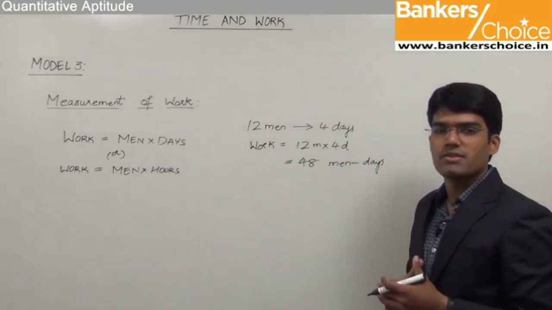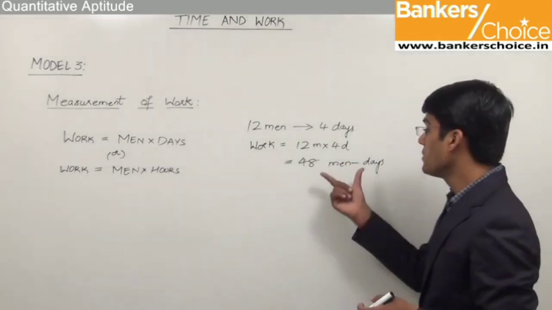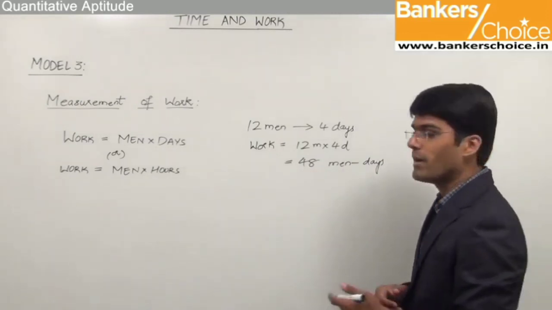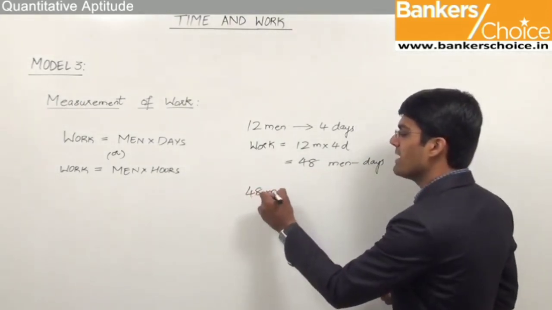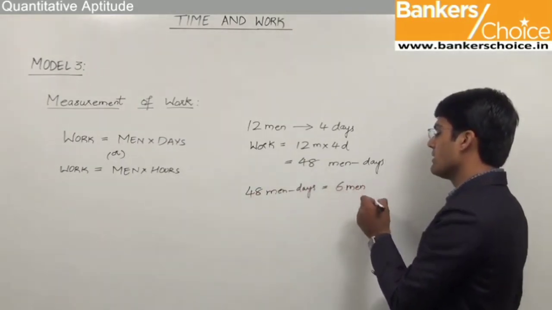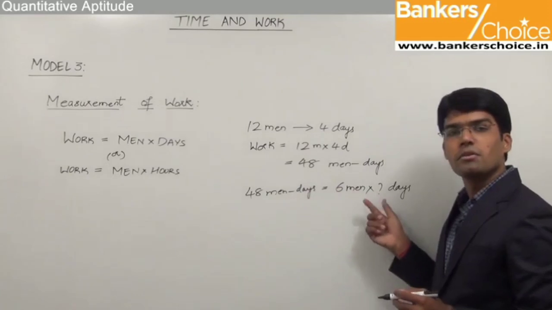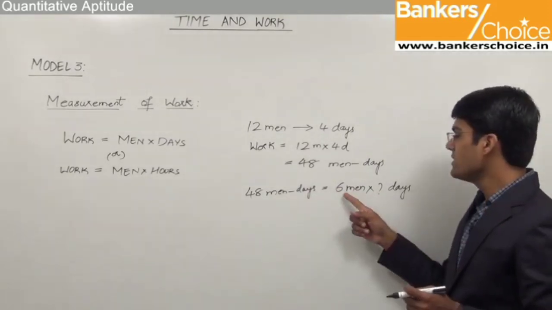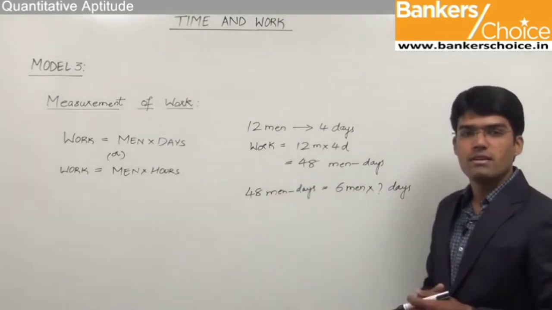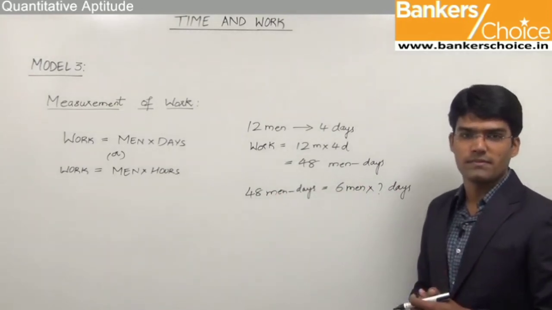Now suppose, let us assume that 6 men have to finish the work. So how many days will be required? We know that the total work done is 48 men days. So 48 men days should be equal to 6 men are going to work, how many days? So we should try to balance the amount of work on both the sides. So 6 into 8 is equal to 48. So we can say that when 6 men do the work, 8 days will be required to finish it.